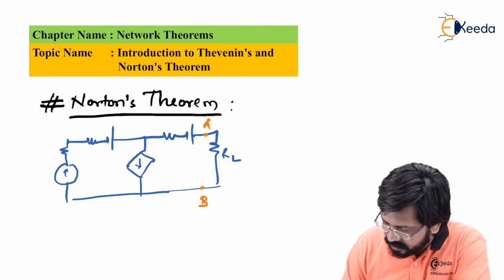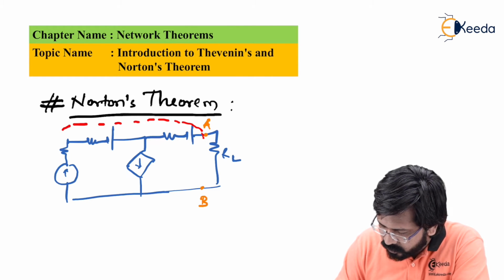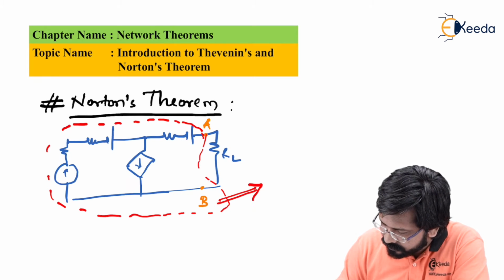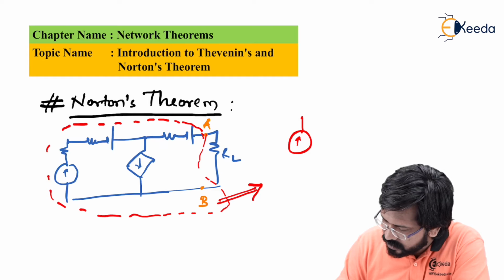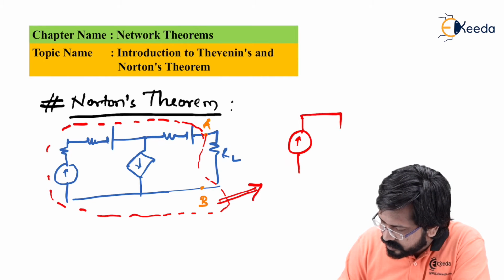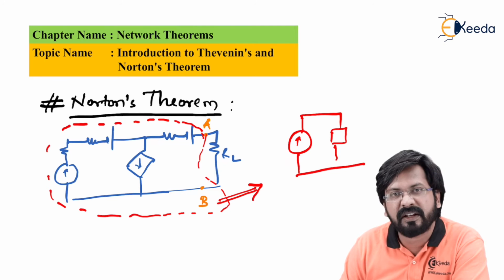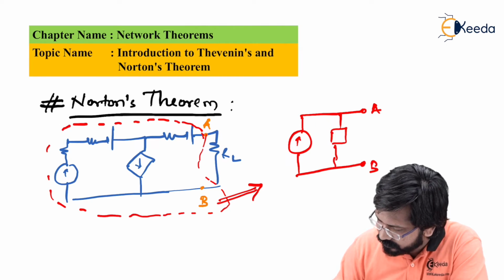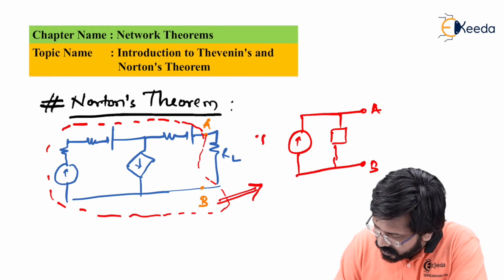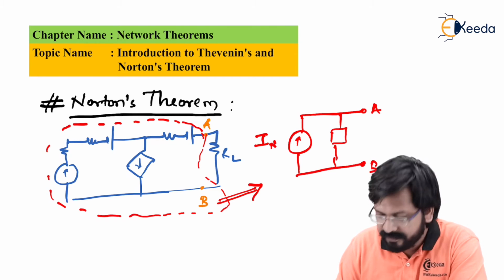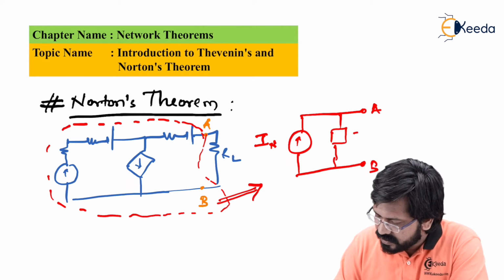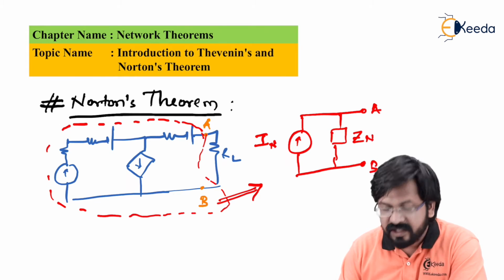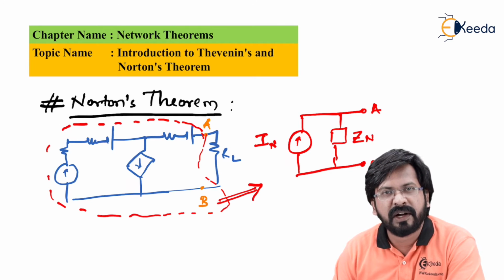As you can see, except RL, the rest of the circuit with respect to points A and B can be simplified into a single current source and a single impedance which are connected in parallel with each other, and again these 2 points are A and B. The resultant current source is denoted as IN, which stands for Norton's current, and the resultant impedance is called ZN, which stands for Norton's impedance.